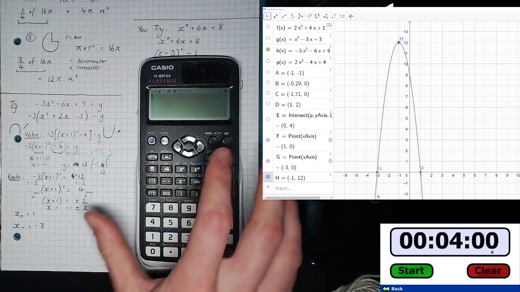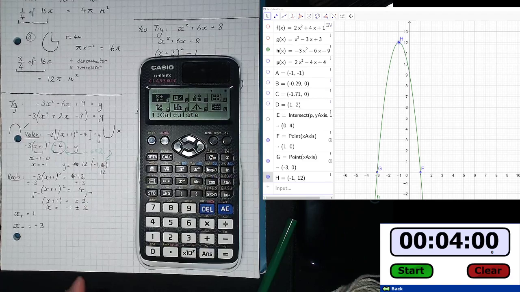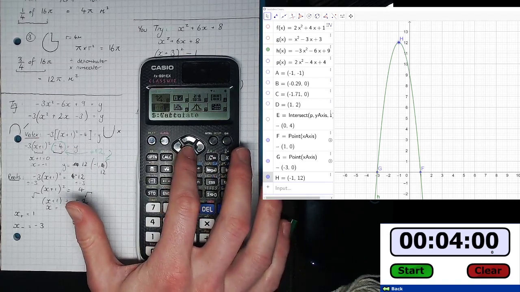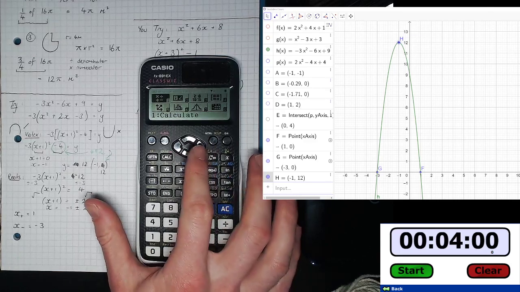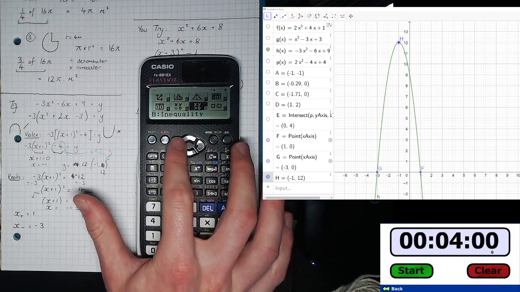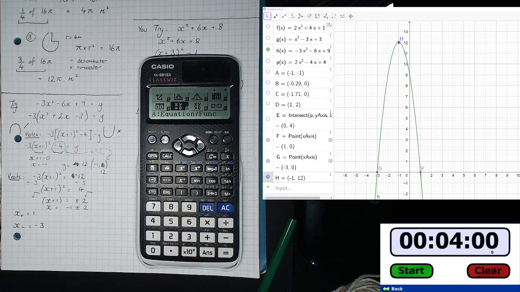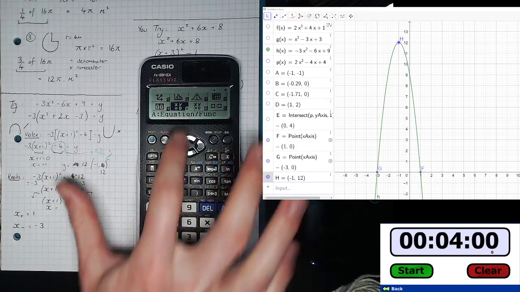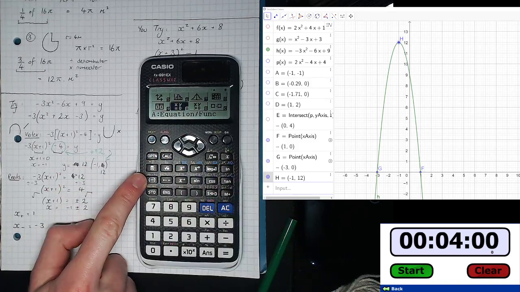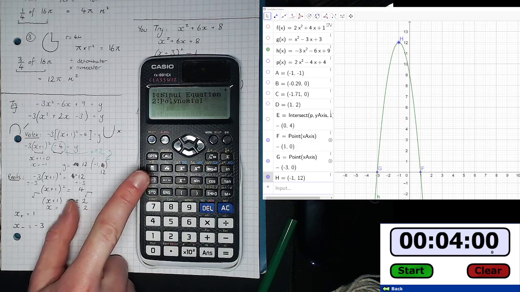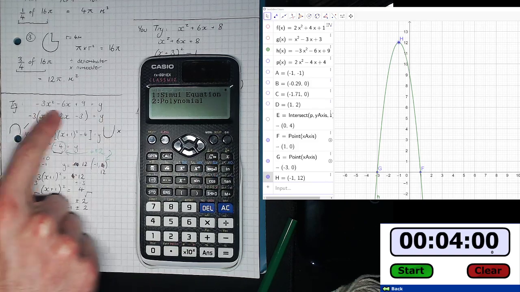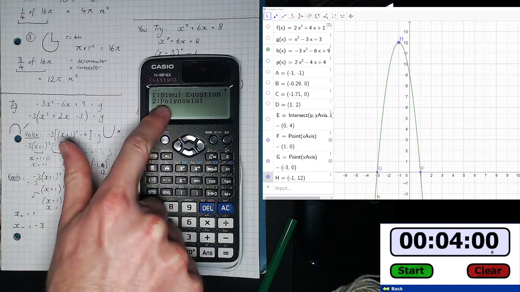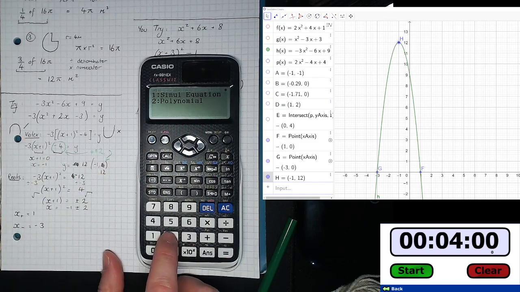So, if you press your menu button, you get confronted with all the different things that your calculator can do. We want to look for the mode for equations and functions, which in this option is option A. So I'm going to press this button to get option A. Do we have simultaneous equations? No, we just have one equation. This is what we call a polynomial. So I'm going to press 2.